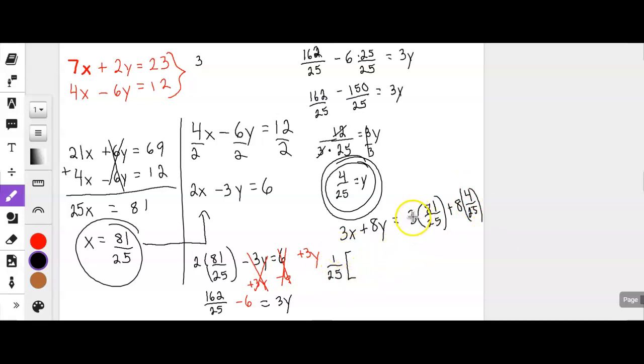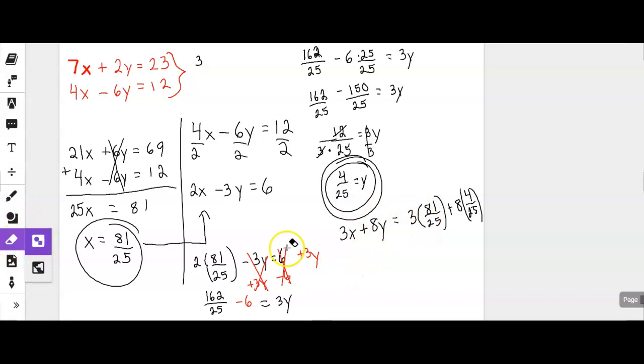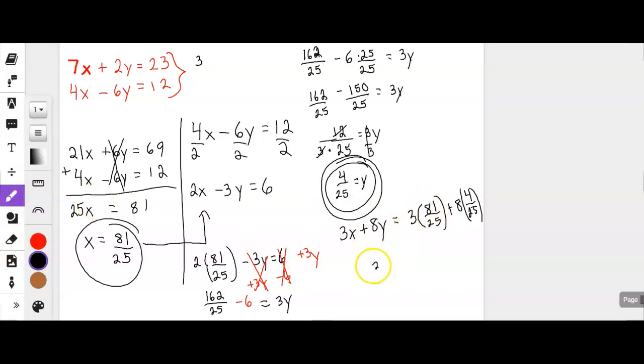And you can just simplify this. You could multiply the 3 with the 81. And actually, let's do that. That might make it a little bit easier. Multiply 3 with 81. That's going to be 243 in your numerator over 25. And it's going to be a plus in between. And 8 times 4 is 32. 32 over 25. Add your numerators together, and you get 275 over 25. And when you plug that into a calculator, that's going to give you 11. So the value of this expression is only 11. Okay.